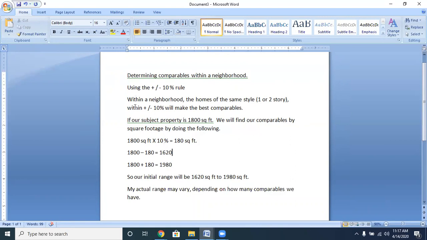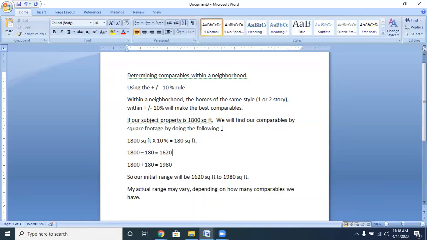Okay, so what we want to do is we want to find within that neighborhood the homes of the same style, which would typically be 1 or 2 story homes, right? Now, if you're in a neighborhood that has different builders, you're going to have to dig in a little bit deeper and potentially find the same builder. Because even though the builders within a neighborhood are going to be pretty close to one another, sometimes there are builders that are a lot better or have a lot better reputation than other builders. So you might need to dig in a little bit there, okay?